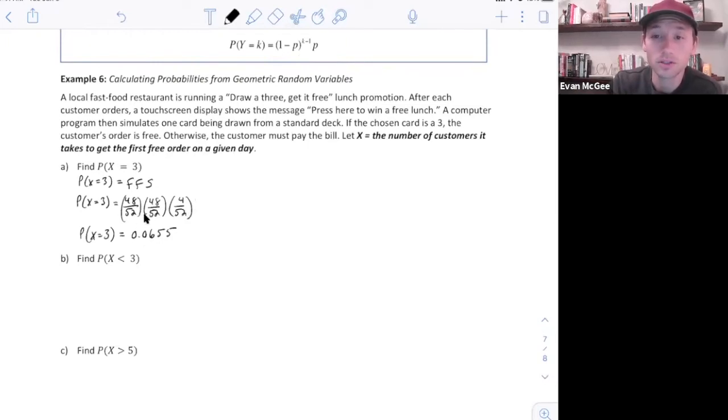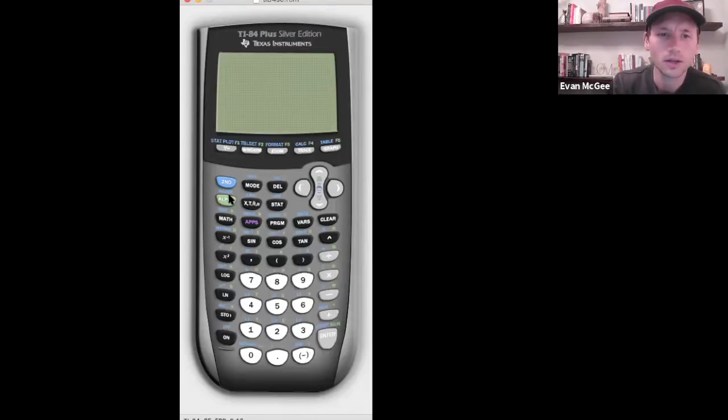But I want to show you how to do this in the calculator as well. It's called geometric PDF, and it's similar to how we did binomial PDF. In the calculator, we're going to go to second distributions. And instead of binomial, if you go down, you'll see geometPDF and geometCDF.